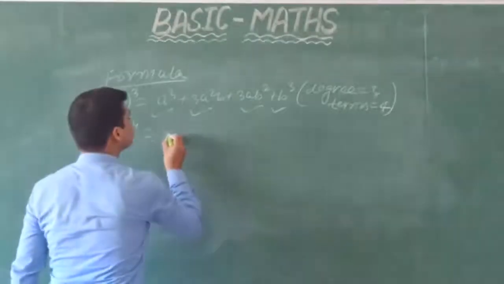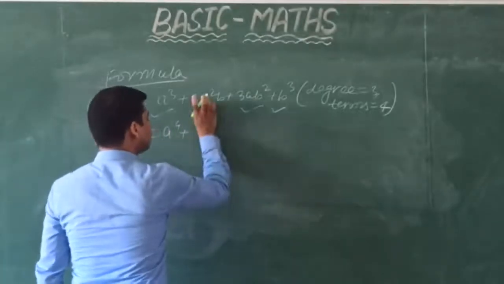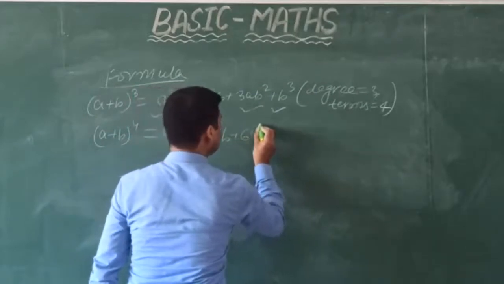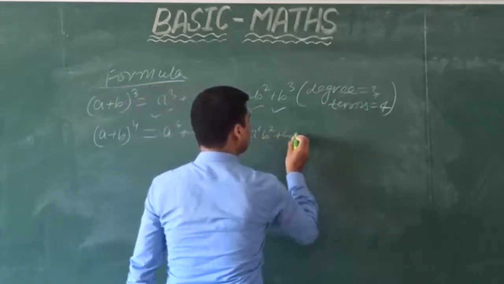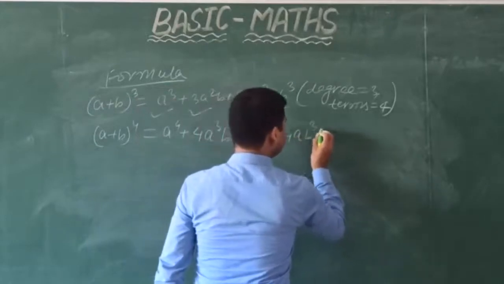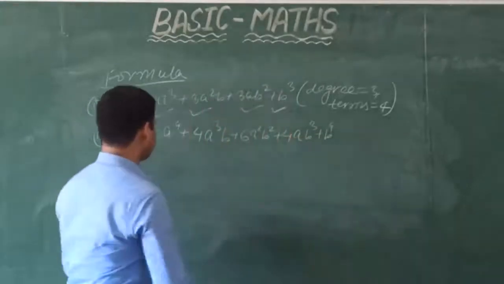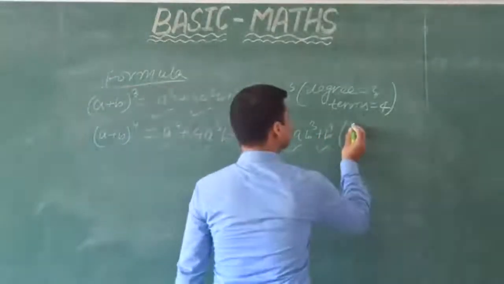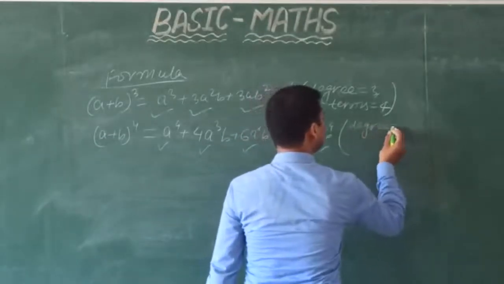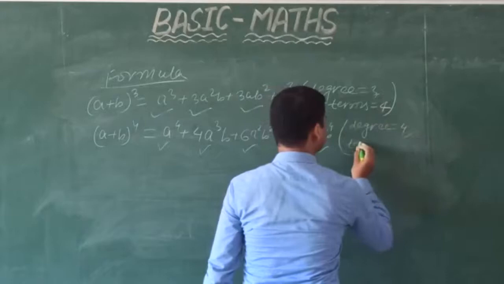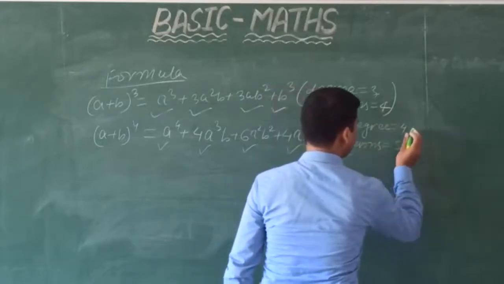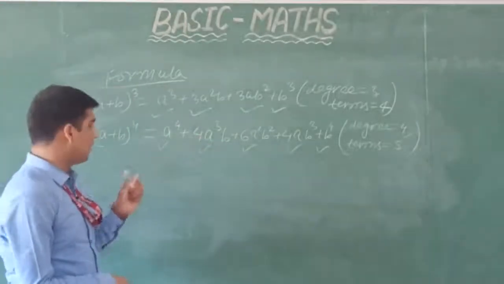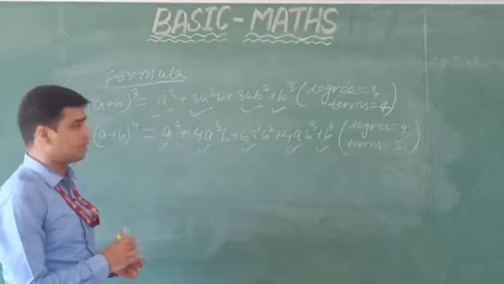See this here: a raised to the power 4 plus 4a cube b plus 6a square b square, okay, plus 4a b cube plus b raised to the power 4. Now see this here, how many terms? 1, 2, 3, 4 and 5 terms. Means degree is 4 here, so we are getting 5 terms. Again you can say the number of terms is always 1 more than the degree. If degree is 4, terms are 5. If degree is 100, terms are 101.